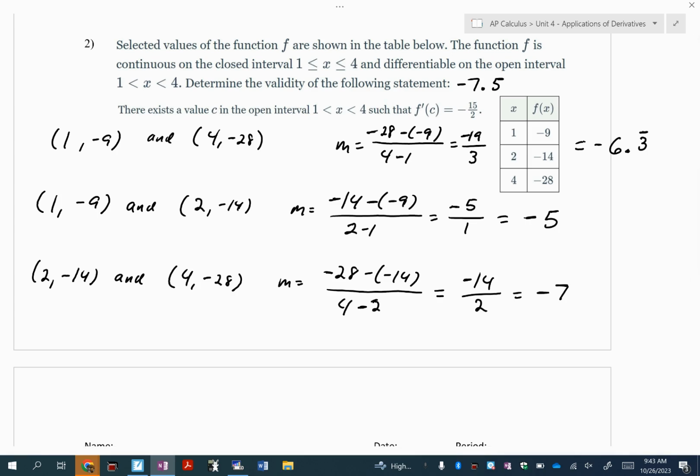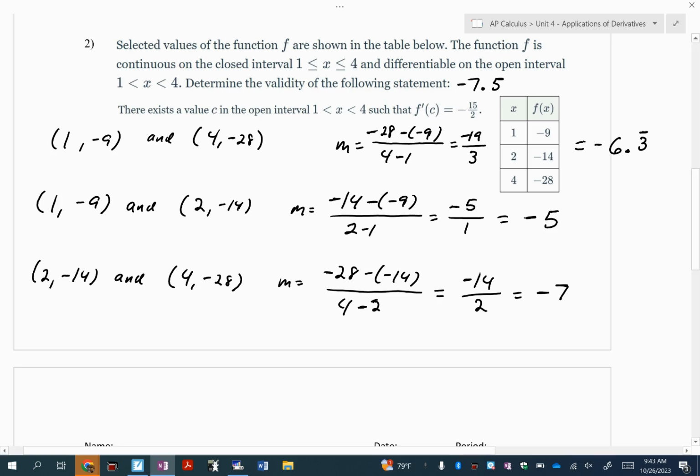No. So, based on this, you should notice, out of these 3, what is our largest or highest slope? Negative 5. I know it's weird to say that, but negative 5 is actually our biggest slope. What is our smallest slope? Negative 7. So when I look at negative 5 to negative 7, what do you notice about negative 7.5 compared to that? Is it in between those two?